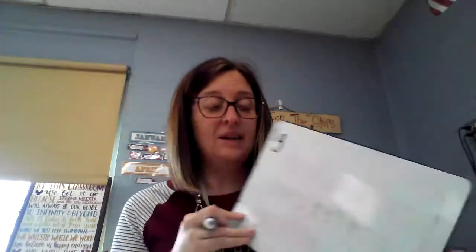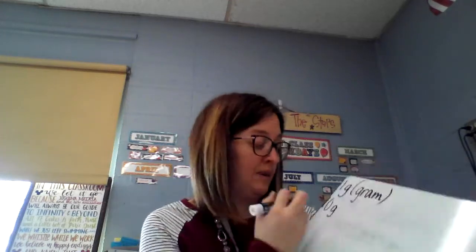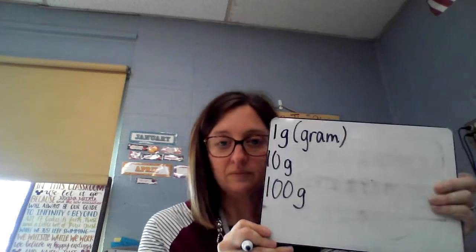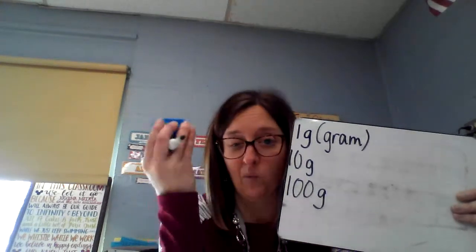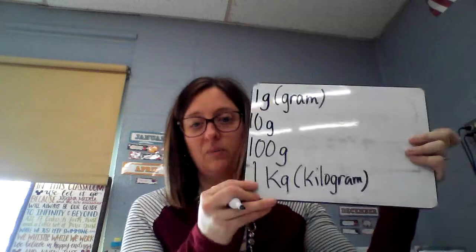If we were putting things in order from lightest to heaviest, we know that our 1 gram is going to be our lightest. It's going to be super, super light, okay? We abbreviate our grams with a g. So 1 g equals 1 gram. Then we know that 10 grams is going to be heavier than my 1 gram piece, but it's not going to be as heavy as 100 grams, which is even heavier still. But we know the heaviest of all is my 1 kilogram. Kilogram, we abbreviate with a kg.